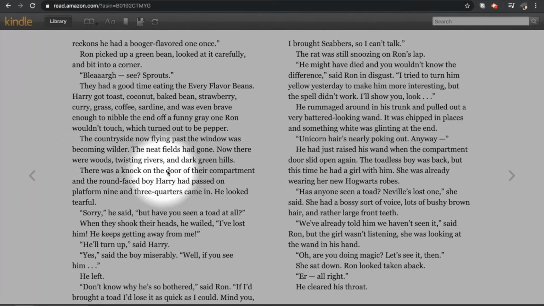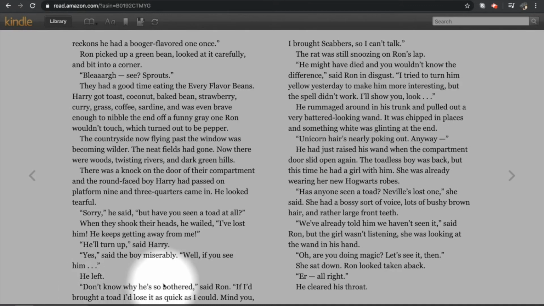There was a knock on the door of their compartment, and the round-faced boy Harry had passed on platform 9 3/4 came in. He looked tearful. "Sorry," he said, "but have you seen a toad at all?" When they shook their heads, he wailed, "I've lost him! He keeps getting away from me!" "He'll turn up," said Harry. "Yes," said the boy miserably. "Well, if you see him—" He left.